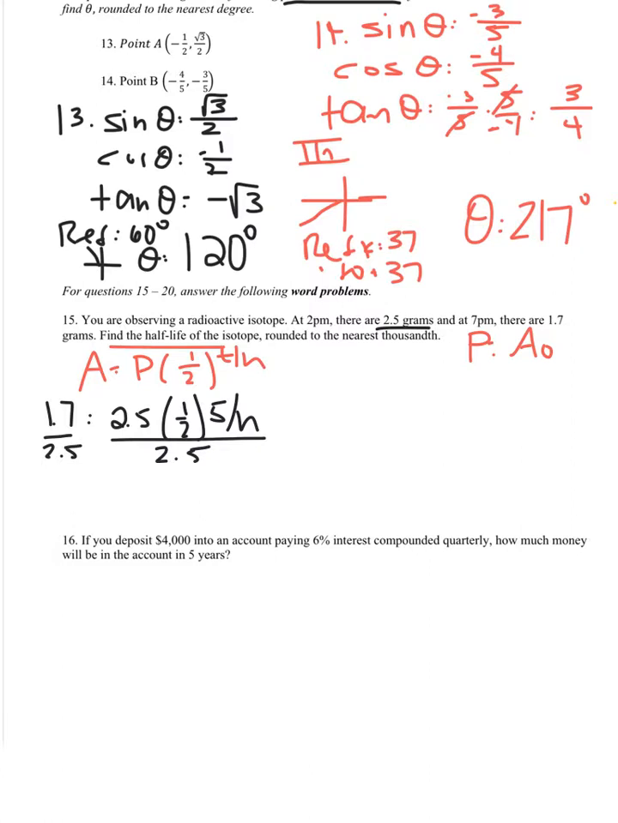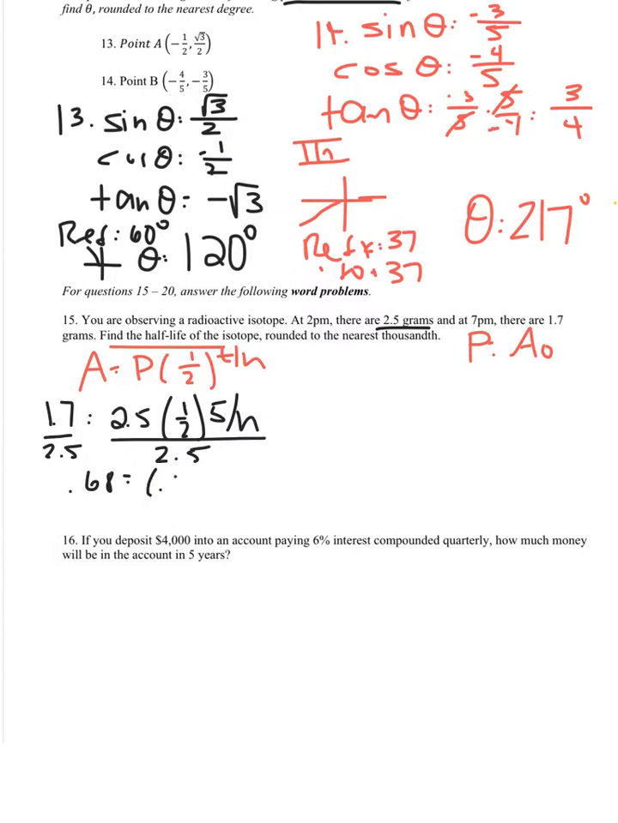So 1.7 divided by 2.5 on my calculator gives me 0.68. Remember, if you have a long decimal, don't get rid of it. Do not round until the very end in your calculator. So don't get rid of all of those decimals that are in there. So now I have this.